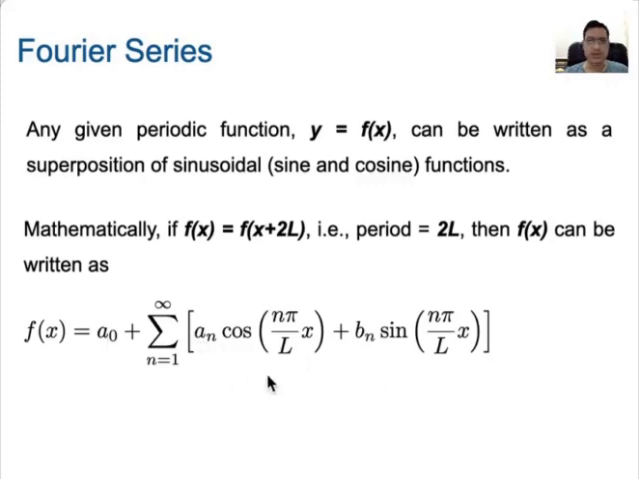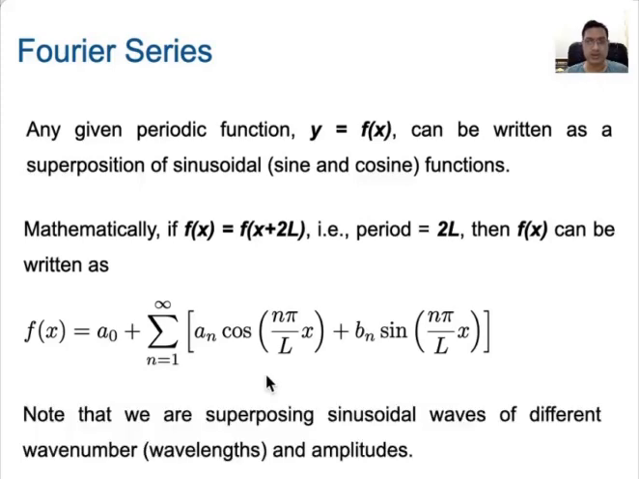Okay, and the first question you can ask is how to estimate a naught, an and bn, and how these are independent quantities. Okay, so let's do it. But before that, let's conclude. We are superimposing sinusoidal waves of different wave numbers or wavelengths. You see that once n changes, this is equivalent to the wavelength or wave number, and this is what you have seen in the case of a wave packet. So when you superimpose different sinusoidal waves with different wavelengths or wave numbers, you try to form some kind of wave packet.